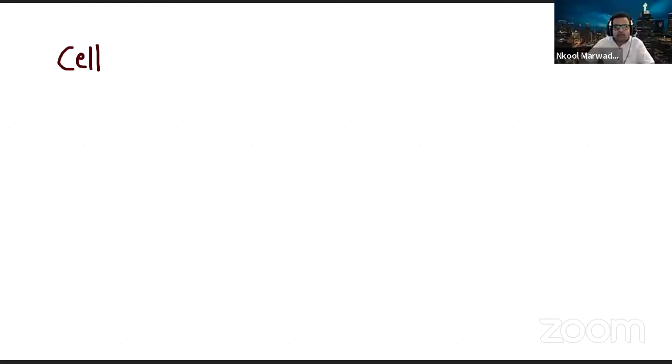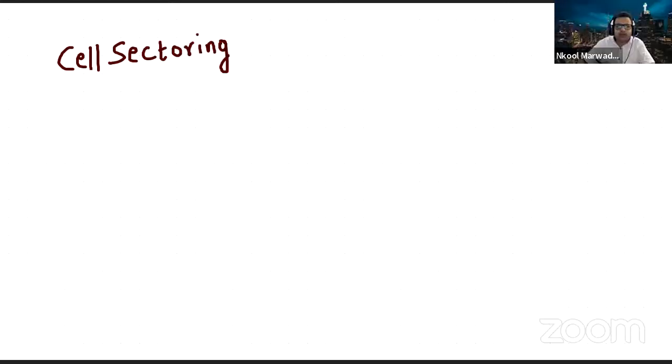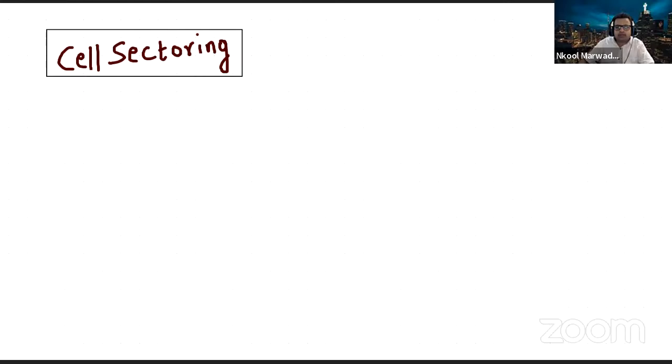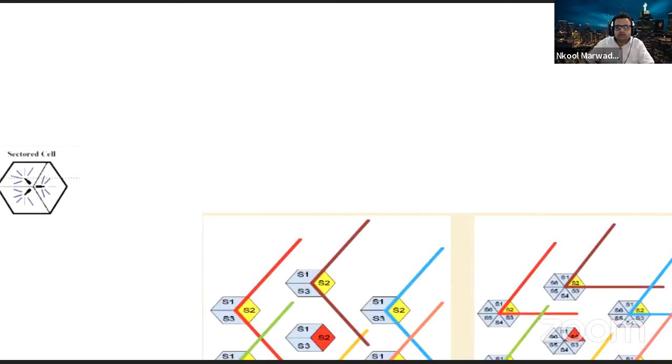Now, first, let us try to understand the meaning of cell sectoring from different pictures. You will get a feel of what exactly cell sectoring is. Then we will look into some very interesting advantages we get using this concept of cell sectoring in wireless communication. So first, let us understand the meaning of cell sectoring.